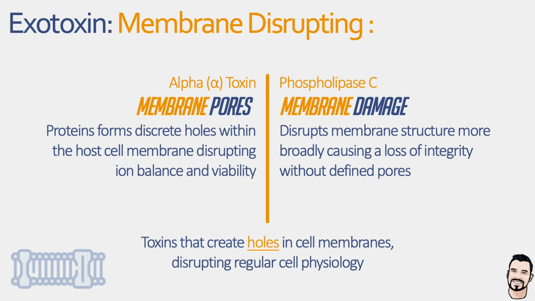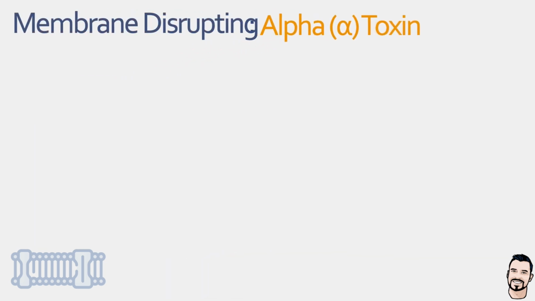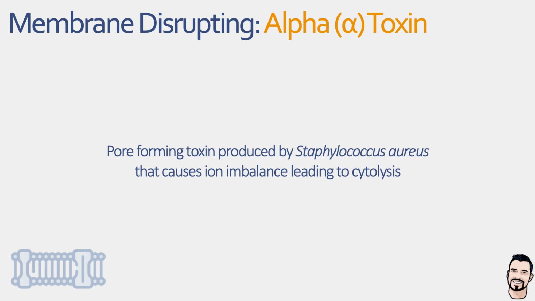Now, one of the best examples of a membrane disrupting toxin is the alpha toxin produced by the opportunistic pathogen Staphylococcus aureus. Now, as we've just mentioned, this exotoxin damages host cell membranes by forming pores, leading to the lysis of various cell types, including red blood cells, and contributing to tissue damage during infection. Now, during Staphylococcus aureus infection, the production of this toxin is tightly regulated through the AGR quorum sensing system, ensuring toxin production only occurs when bacteria are present to maximize its impact on the host.